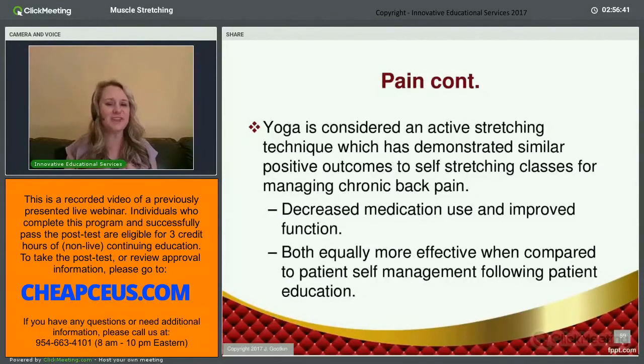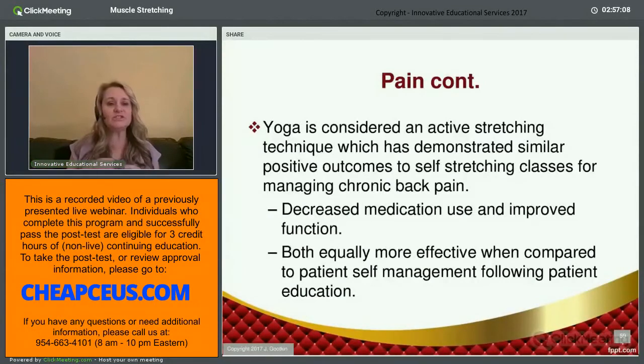and pain management as their intervention strategy, compared to those who underwent a yoga series, the individuals who utilized the yoga treatment, when they studied the medication use of the patients, they found that individuals who participated in yoga had a 40% decrease in the amount of medication use that they reported.